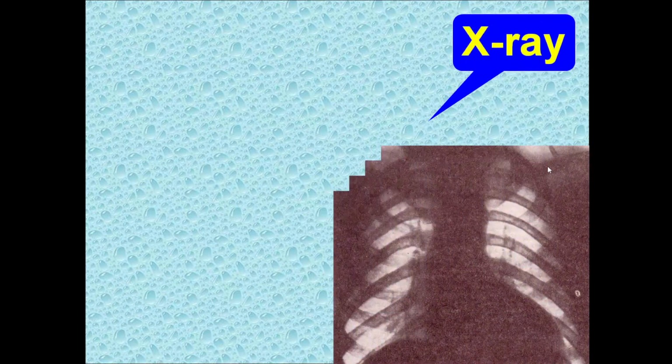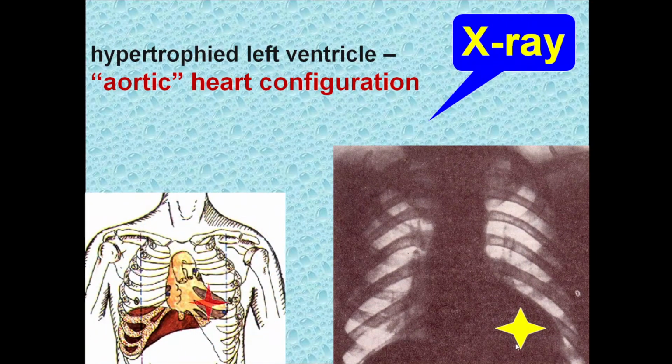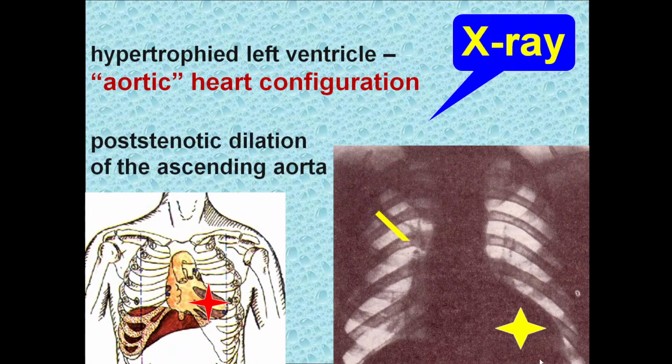X-ray examination reveals aortic configuration of the heart. If you remember the preceding mitral configuration, you see that mitral configuration resembles a ball, while aortic configuration resembles a shoe, because it appears due to hypertrophy of only the left ventricle. Sometimes post-stenotic dilation of the ascending aorta may be recorded because blood pushes and slightly deforms the aorta.